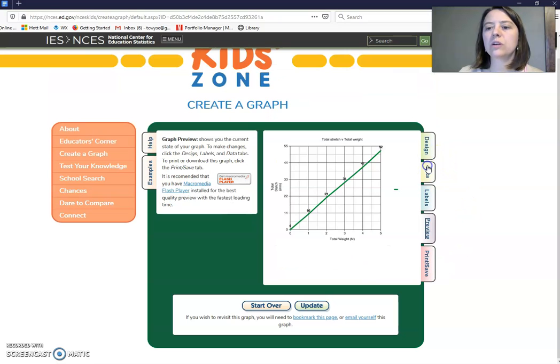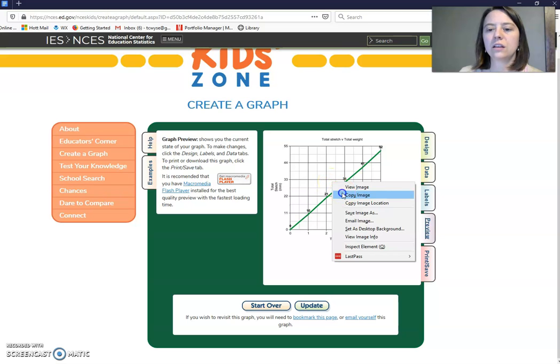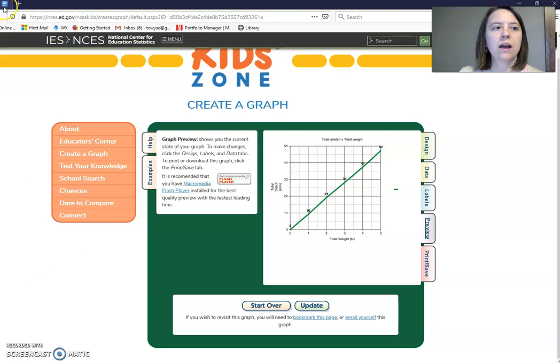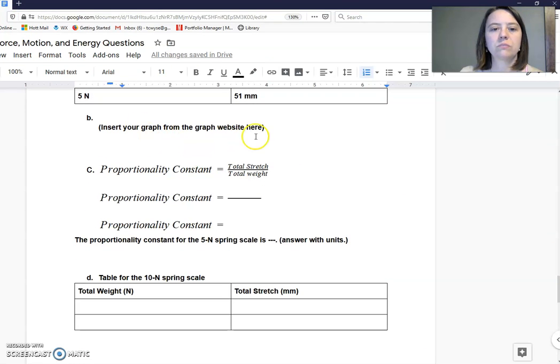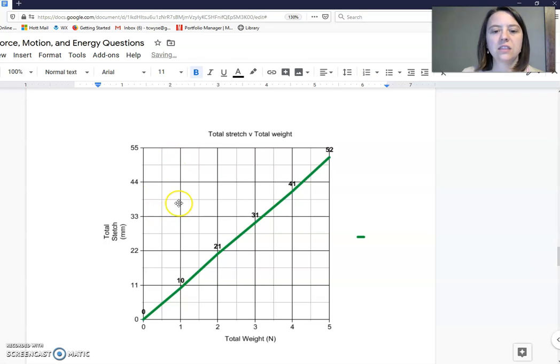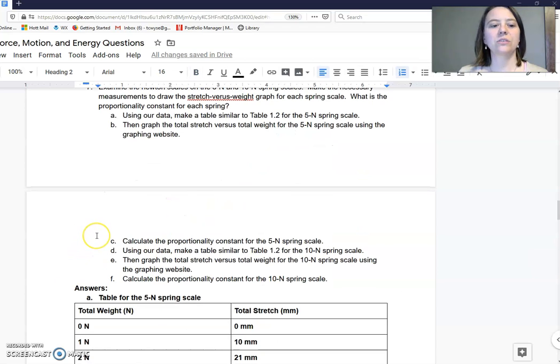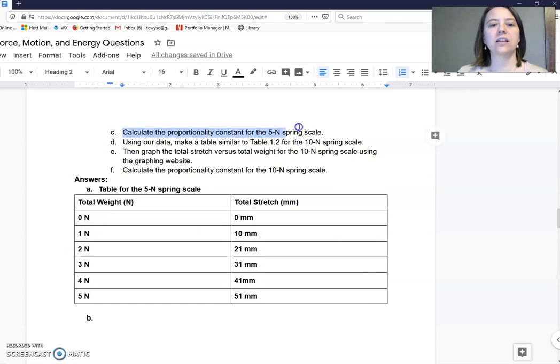And then we go to our preview and we get a graph, and we'll want to check that it has all the things that we need: a title, label with units, and data. And remember, I'm going to right click to copy the image, and I'm going to go back to my questions, and I'm going to go down to B, and where it says insert your graph, I'm going to paste it in there. Great.